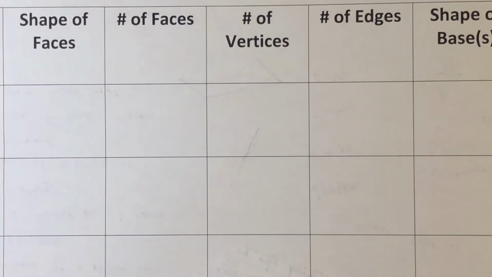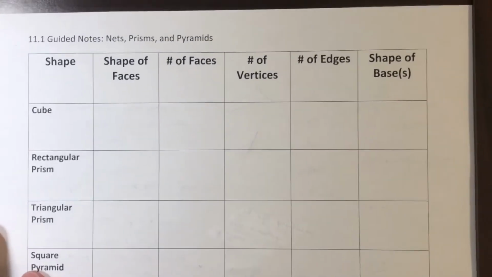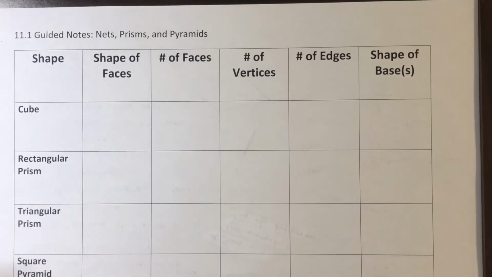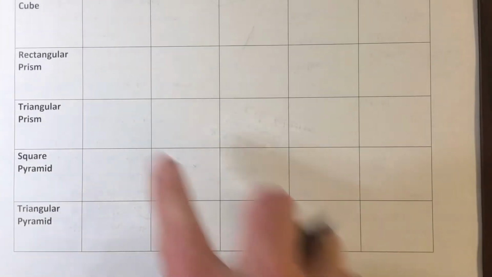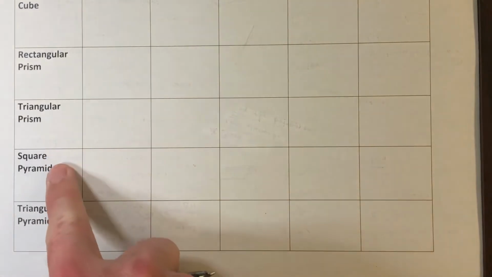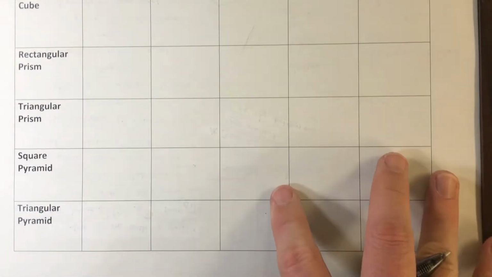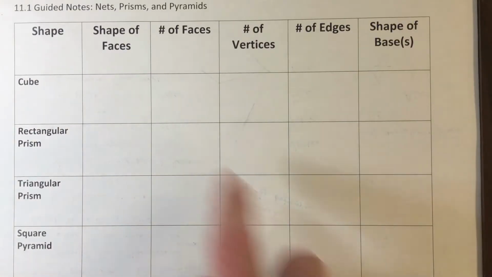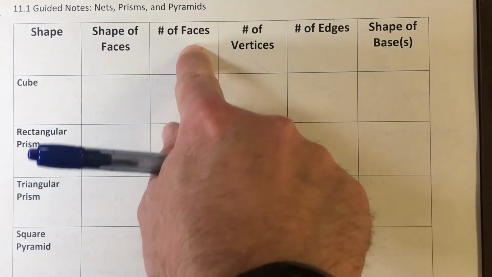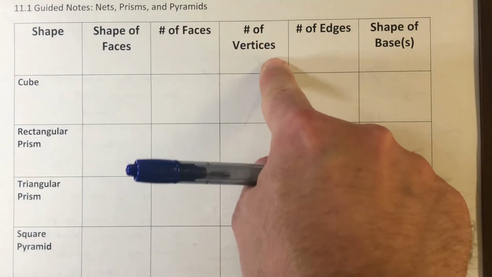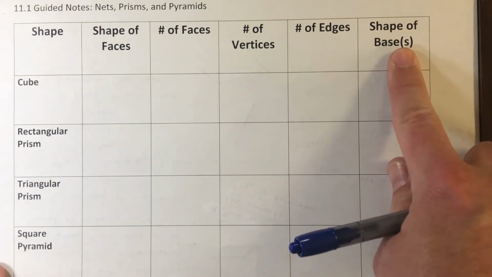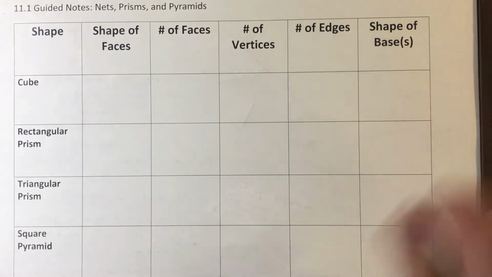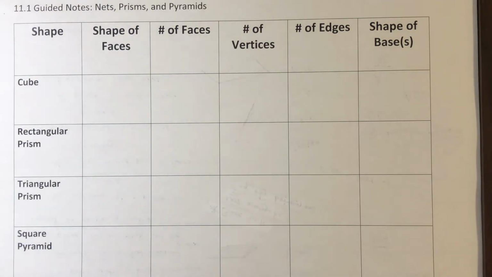We're going to move into just some characteristics of nets and prisms and pyramids. So we're going to go through cube, rectangular prism, triangular prism, square pyramid, and triangular pyramid. And we're going to list the shape of the faces, the number of faces you're going to have, number of vertices, number of edges, and what the shape of the base or bases are, and specifically how many of each there are. Okay, first one, a cube.